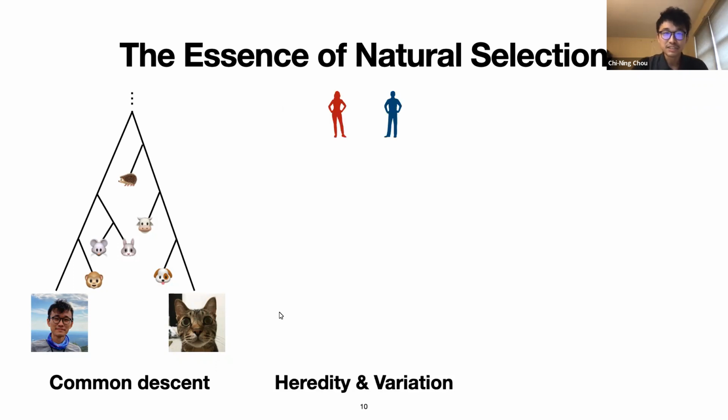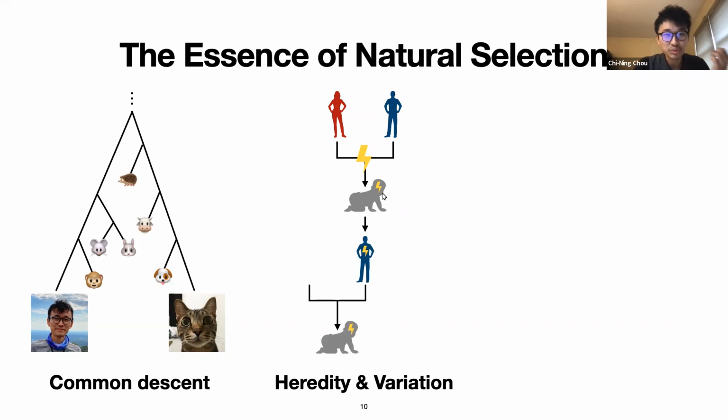The second idea is called heredity and variation. The central idea is the following. Maybe we have parents, and when they have a baby, there might be some genetic mutation, some variations happening in the baby, denoted as the yellow things. This variation, this mutation will still be kept even after the baby grows up, and then might be inherited by its children. So this concept of heredity and variation is saying that some randomness can happen during the heredity process and can also be kept.